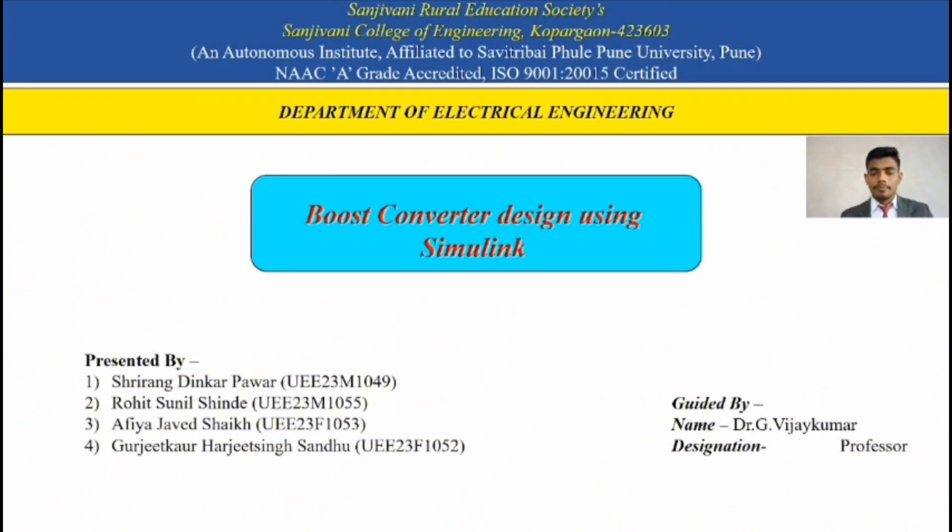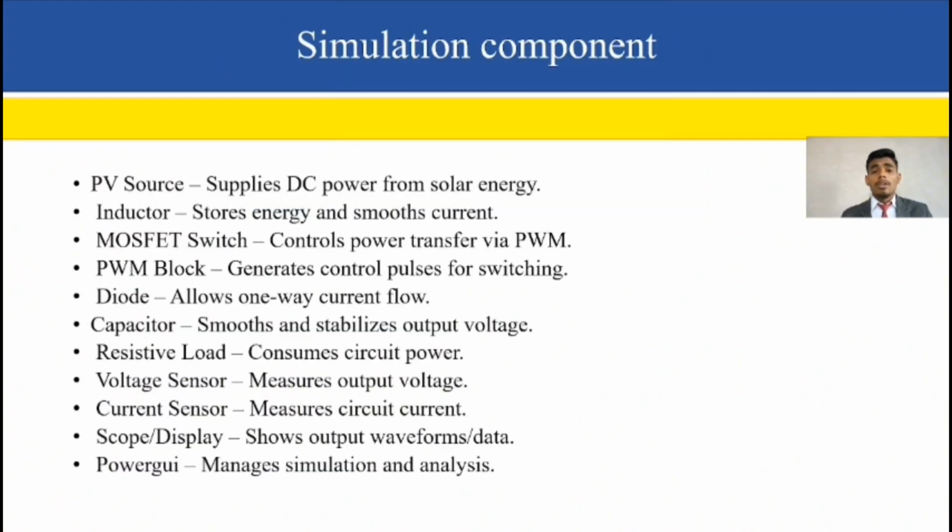Boost converter uses a DC power source, an inductor to store energy and smooth current, then a MOSFET switch to control the power transfer via PWM, meaning pulse width modulation. PWM blocks generate a power control for switching, then a diode allows one-way current flow, then a capacitor gives a smooth and stable output voltage, then a resistive load to consume the circuit power, then a voltage sensor and current sensor to measure input and output voltage, then a scope and display to show the output waveform, and last we use a powergui to manage simulation and analysis.